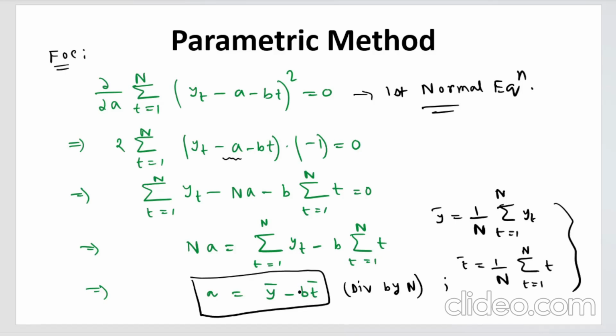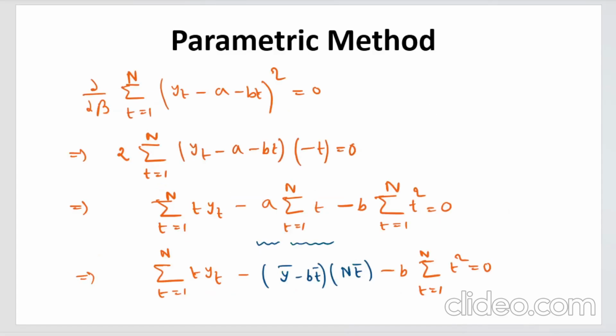Now your job is to find out this b, the estimated value of b, that is b cap. So for that you need to look at the second normal equation. How will you do that? You will simply take the partial derivative of this expression with respect to b. If you do that, you will reach this point.